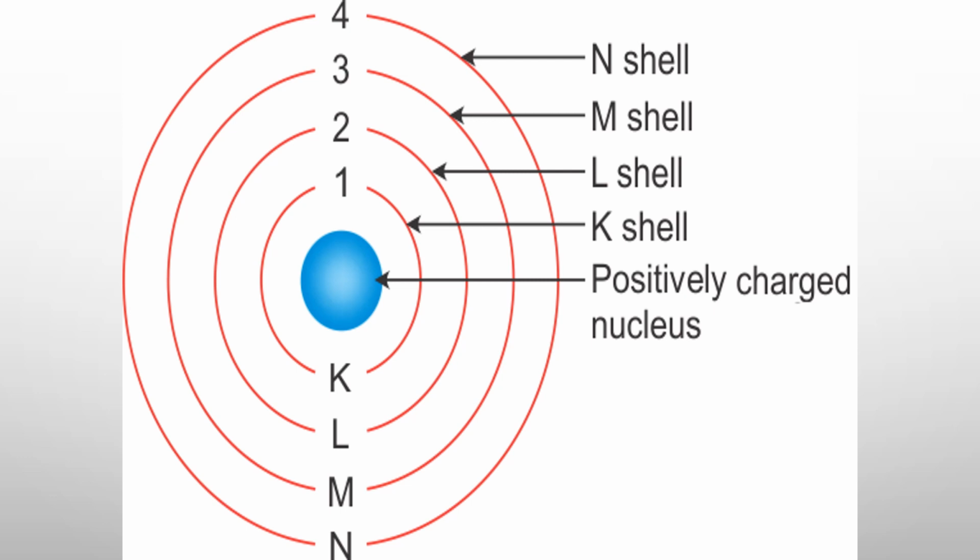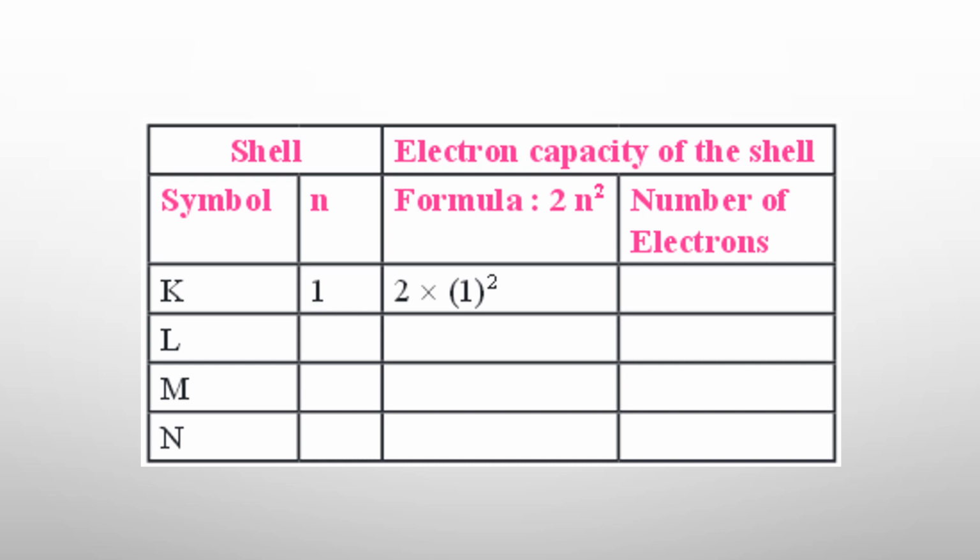Now there are certain symbols for the shells. The first shell is the K shell, second is the L shell, third is the M shell, and fourth is the N shell. So if you put it in the form of a table, this is going to be the table. This is a table which is on page 32 of your textbooks.